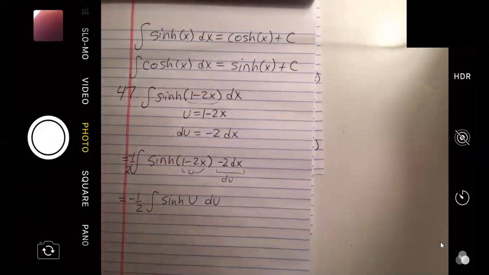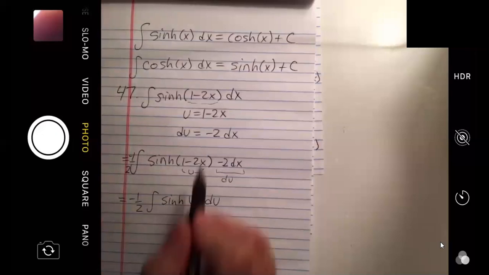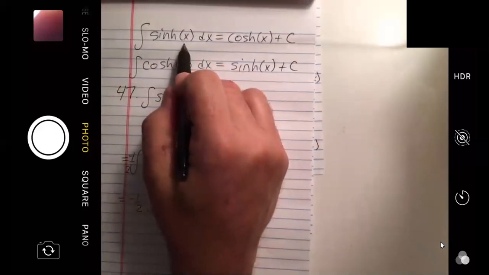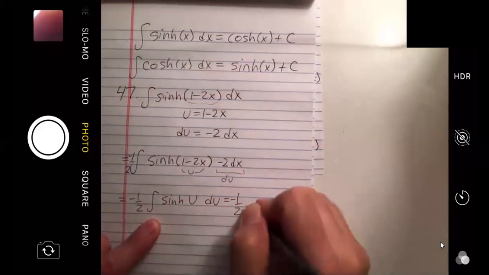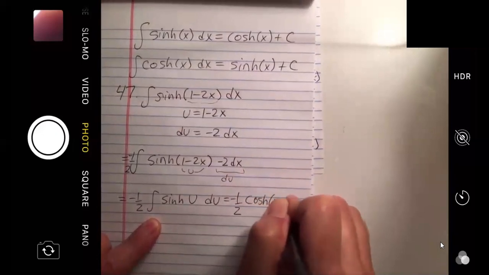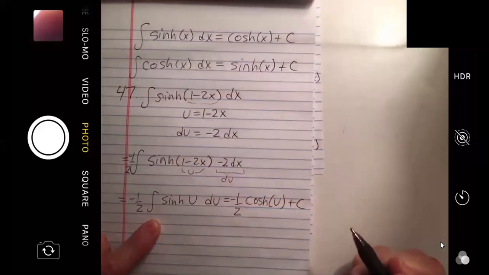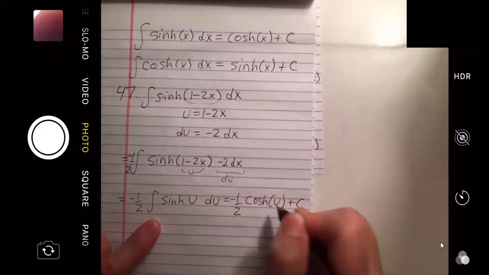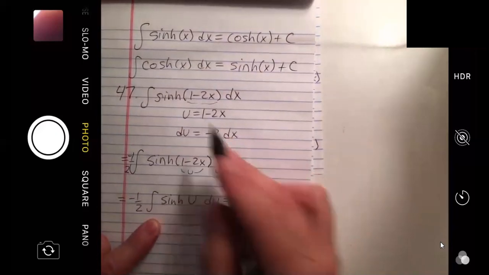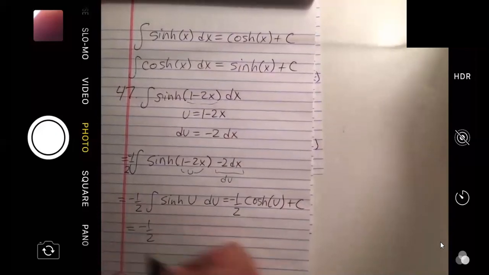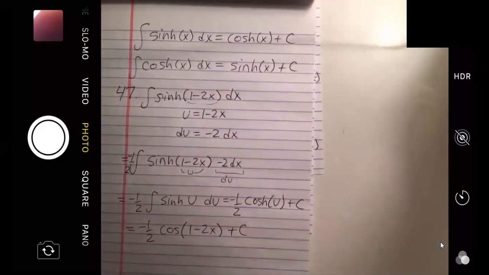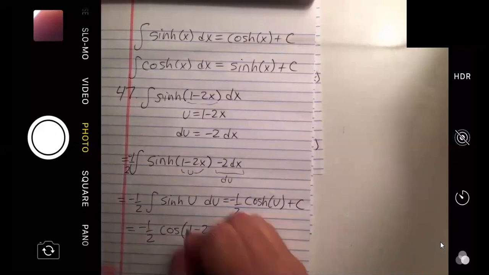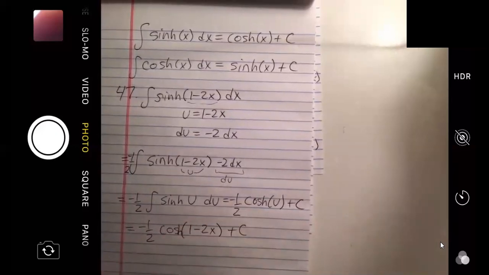Okay. So then this integral directly matches this one up here, just in letter u, not x. So this integral works out. You get a negative a half, cosh of u plus c. And finally, you put back for the u, and the u was 1 minus 2x. Negative a half, cosh, 1 minus 2x plus c. Cosh, I lost the h, I'm sorry. Yeah, don't lose the h, it's easy to do.